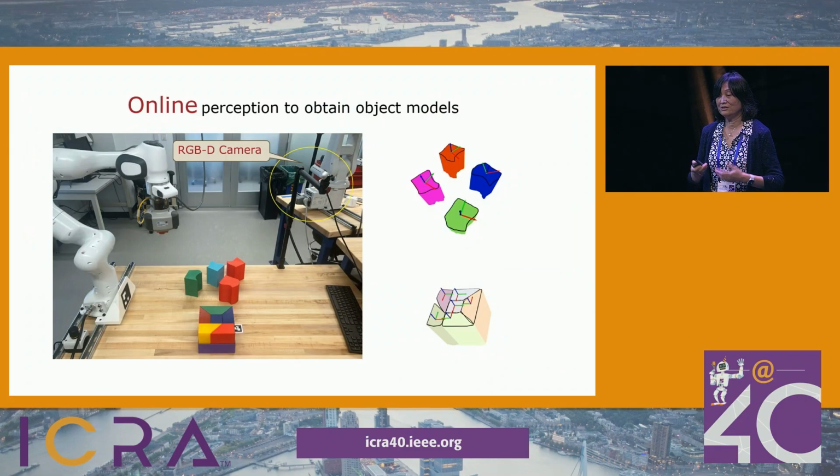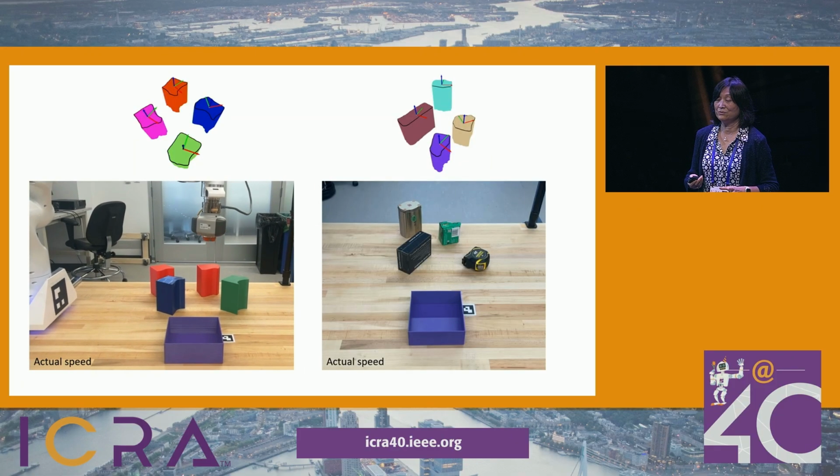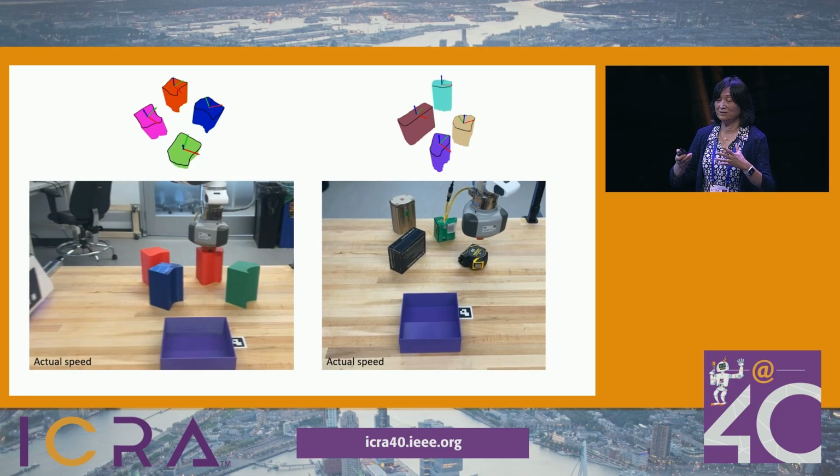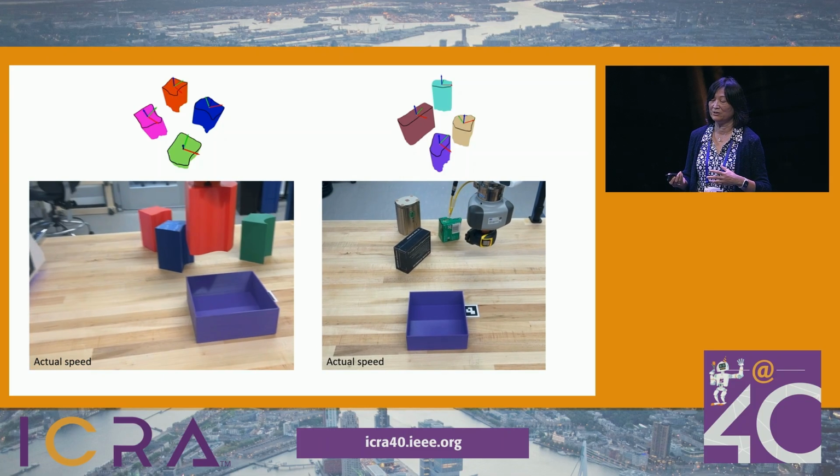So we further this approach to consider, how about if we use perception to capture the object models directly online? And we just use an RGBD camera, and then objects are totally unknown to the robots. And so we then consider this tight packing problem of multiple objects.